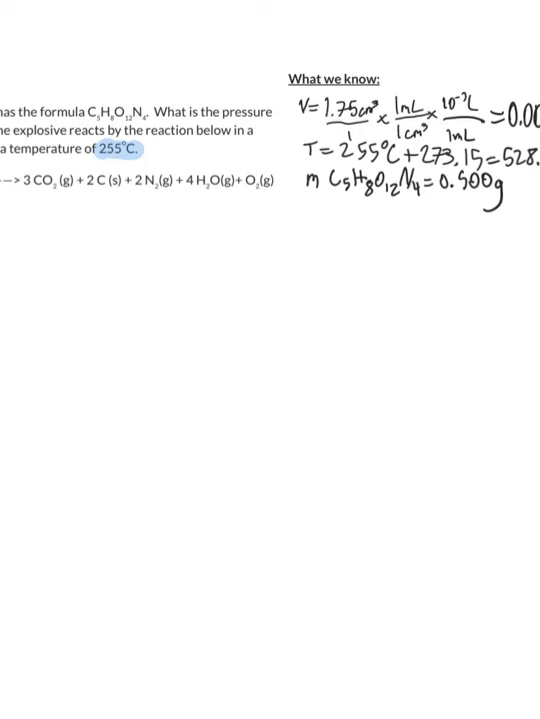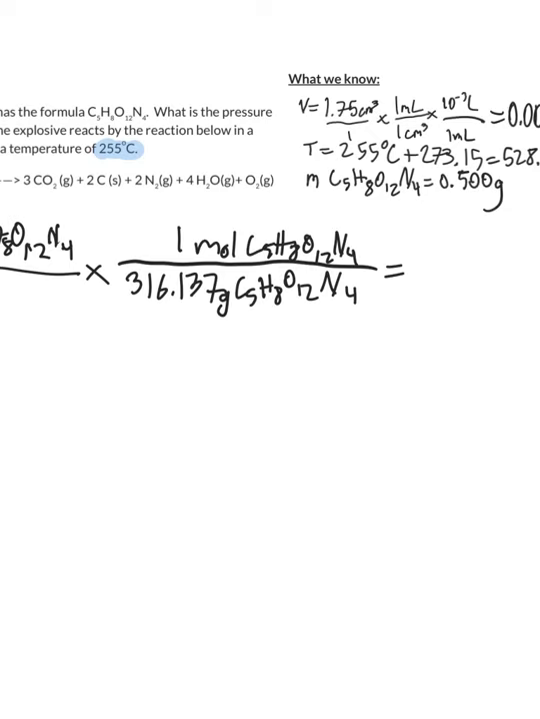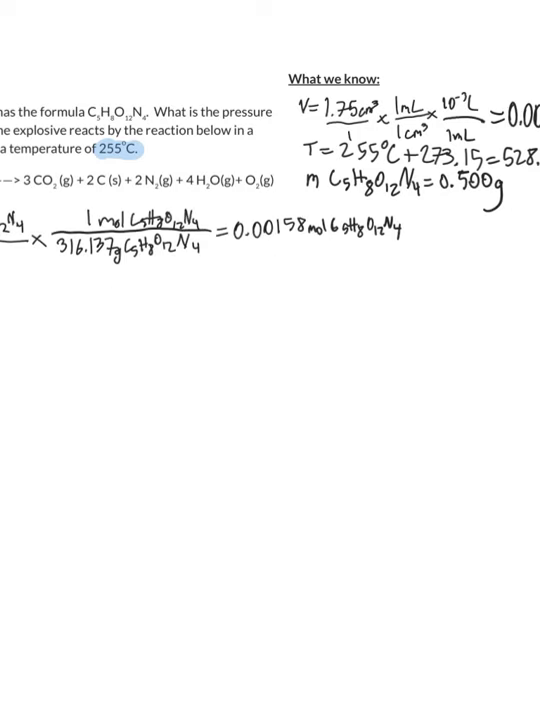First, we have to find the moles of C5H8O12N4. So we will start with our 0.500 grams of C5H8O12N4, and we will use its molar mass to convert it to moles to get 0.00158 moles C5H8O12N4. Now in step 2, we're going to find the moles of each gas product that is made.